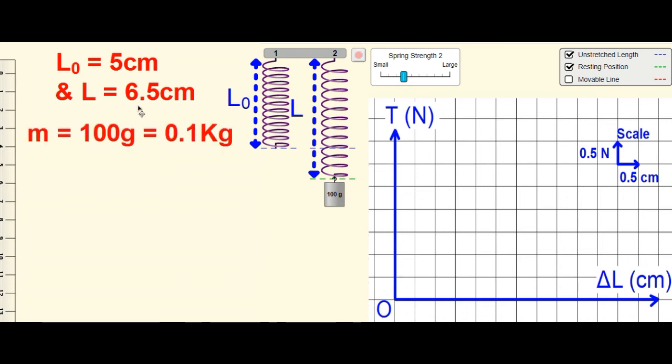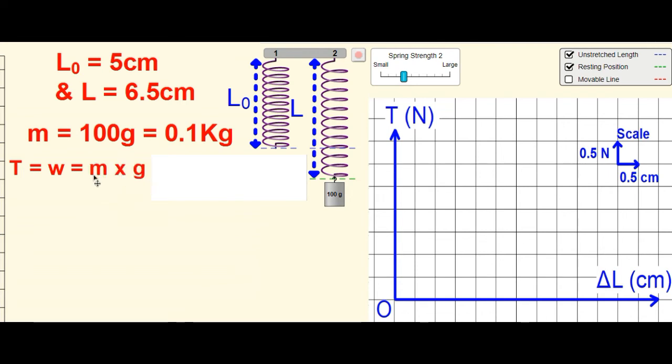The length of the spring is 6.5 centimeters after we suspend the mass 100 grams, which is 0.1 kilogram. Of course, we divide by 1000 or we multiply by 10 to the power minus 3. And as we said, if we know the mass of the body, then we can calculate the tension. Tension equal to the weight, and the weight equal mass times gravity. Mass is 0.1, gravity is 10, and the tension is 1 Newton.